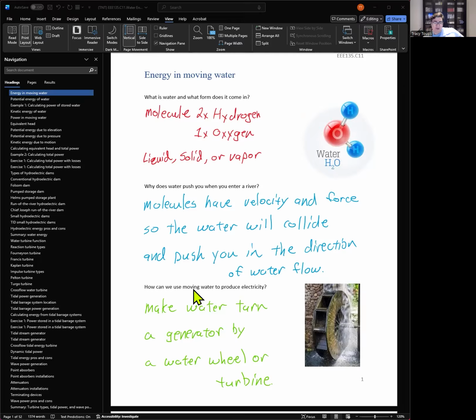And then we thought a long time ago, how can we take moving water to produce energy? Specifically, back in the day, we used it to turn a water wheel to do grinding or mechanical motions. But in today's world, we can make water turn a generator by turning a water wheel or a turbine. So the thing spins, connected to a generator, we can produce electric energy. And that's the whole reason why we're talking about this.